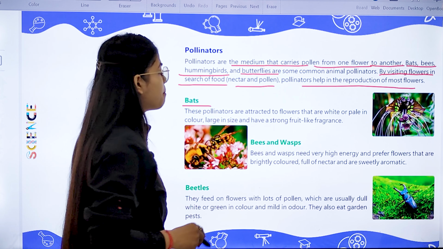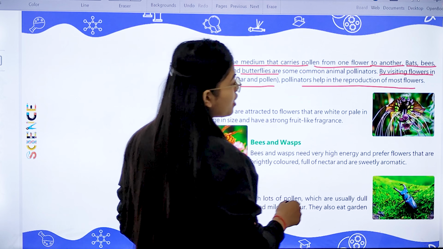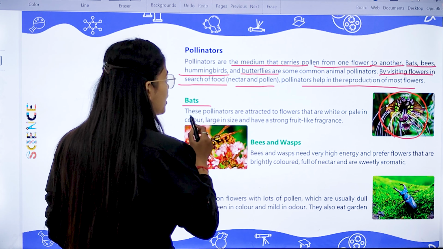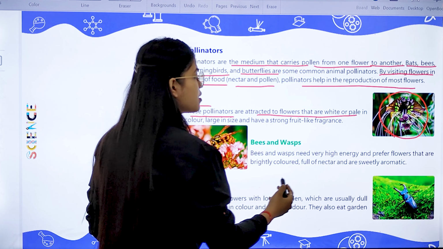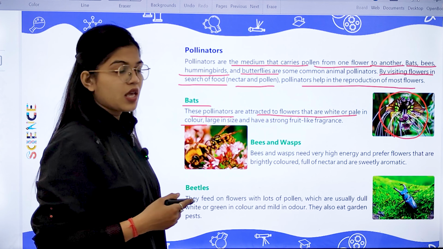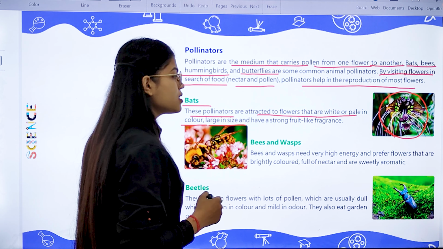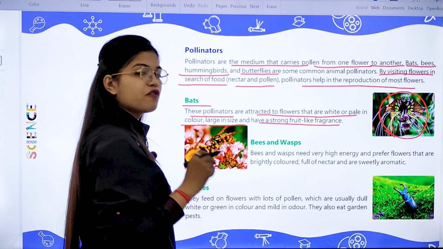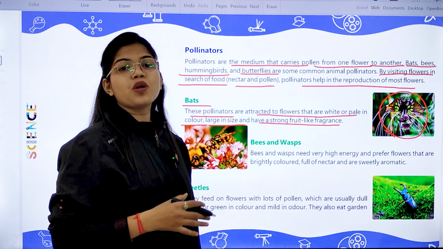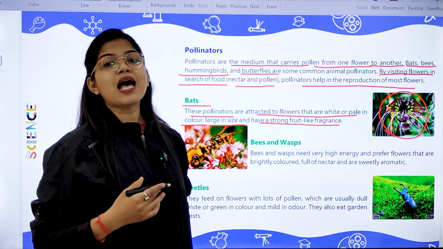First of all, we have what? Bats. You can see this is a bat which is helping in the pollination process. Bats as pollinators are usually attracted to flowers that are either white or pale in color. Those flowers should be large in size and also have a very strong fruit-like fragrance. Such flowers are usually responsible for attracting bats as pollinators.